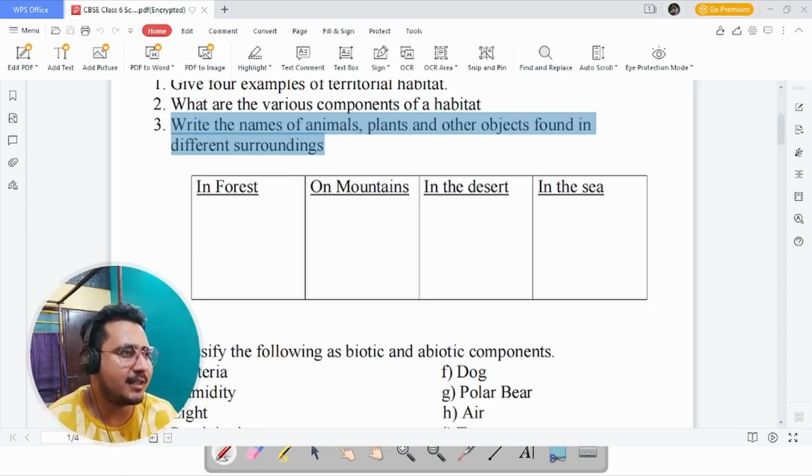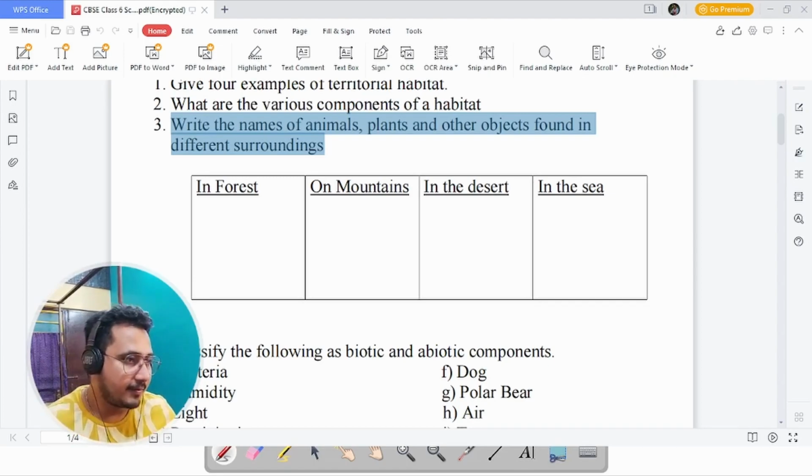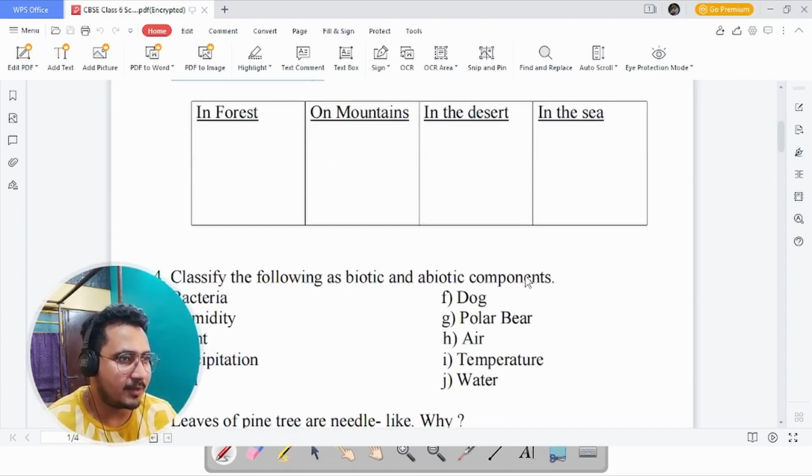And there are also other things. Like in the desert, what will you be seeing? Camel, and also snake, and also some lizards. And in the sea, what will you be seeing? Whale, shark, fish. Yes, all of these things you can see.